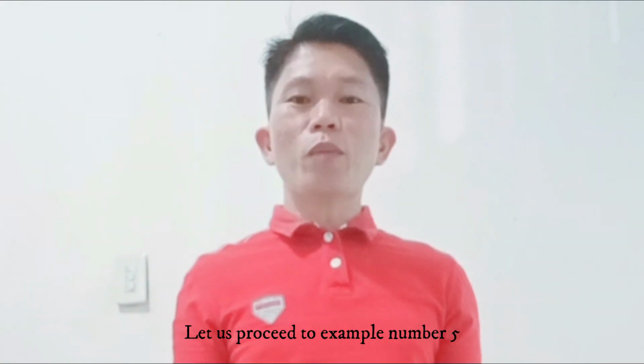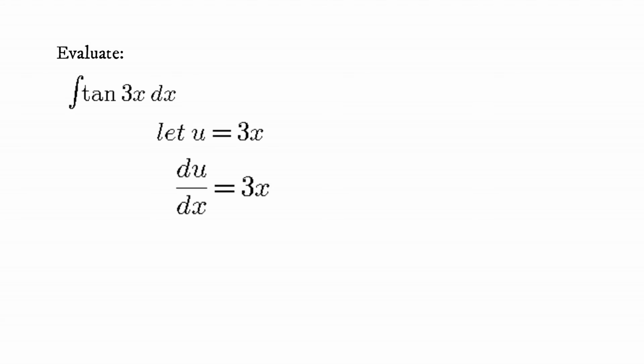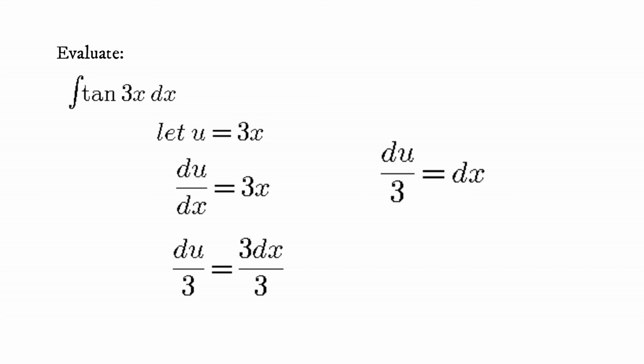Let us proceed to example number 5. Evaluate the integral of tangent 3x dx. We are going to let u equal 3x, and the derivative of u with respect to x equals 3. And then our du now becomes 3 dx. We need to divide it by 3. So it becomes dx is equivalent to du over 3.